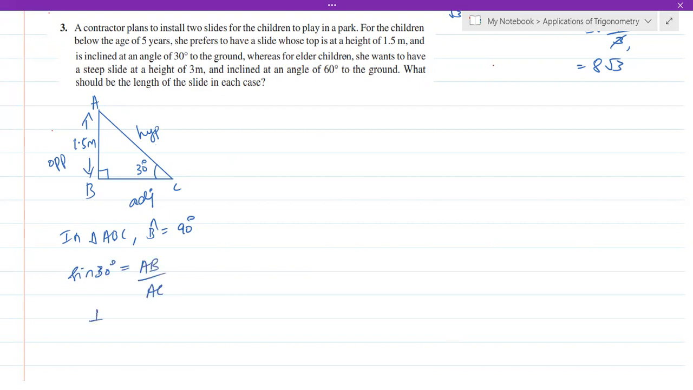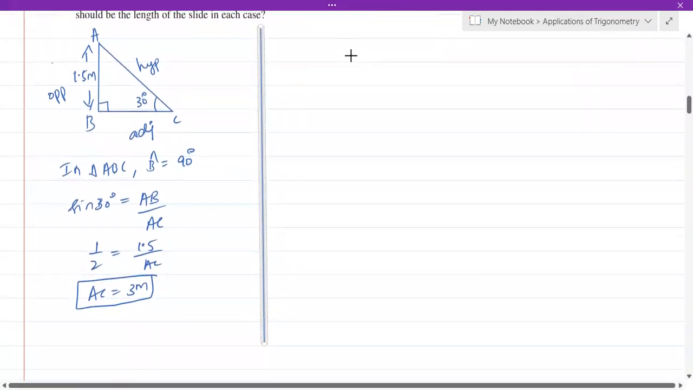So sine 30 is 1 by 2, AB is 1.5 and AC we have to find. Cross multiply, 1 into AC is AC, 1.5 into 2 is 3 meters. Therefore, the value of AC is 3 meters. This is for the smaller children. For the elder ones, she has to again create another slide, isn't it?